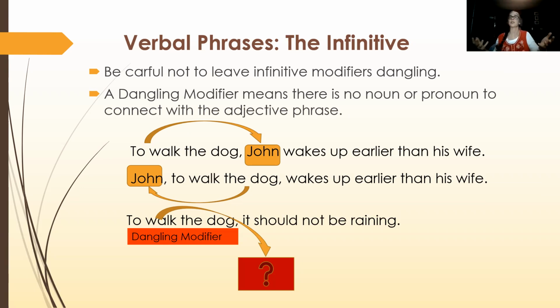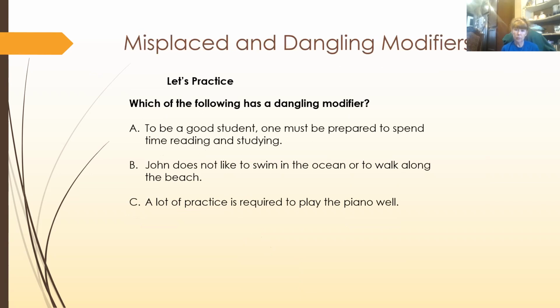But what you need to do as a writer, when you find that dangling modifier, you got to get back to the picture in your head. What is it that you're trying to get across to your reader? And then just reword that so that that picture is absolutely clear in your reader's head. Does that make sense? Yes. All right, well, let's practice.